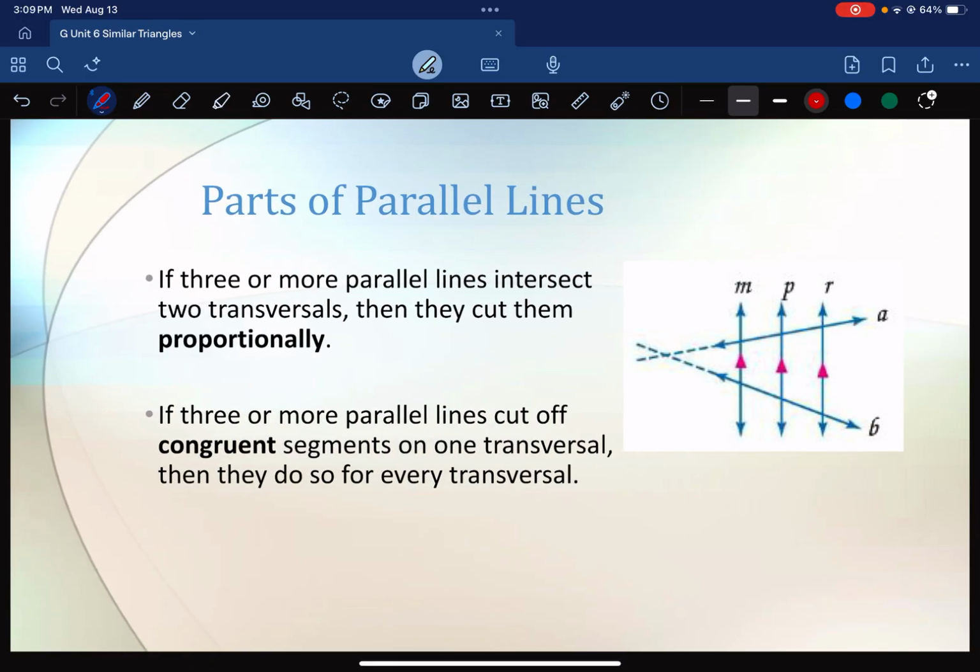Parts of parallel lines. If 3 or more parallel lines intersect 2 transversals, then they cut them proportionally. If 3 or more parallel lines cut off congruent segments on one transversal, they do so for every transversal. So these might be in the ratio of 2 to 1, and these would be like 4 to 2. So it marks off proportional segments on both lines. Okay? Or we're saying if this pair of segments is congruent, then this pair of segments has to be congruent as well.